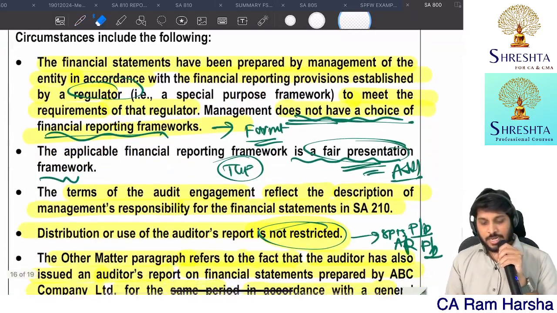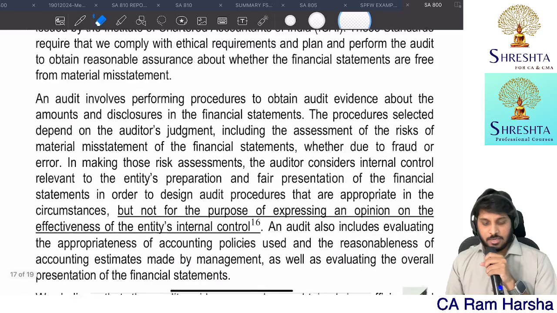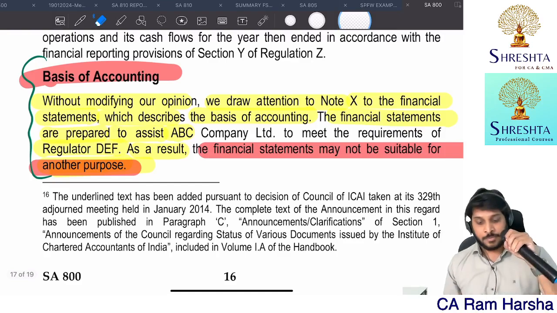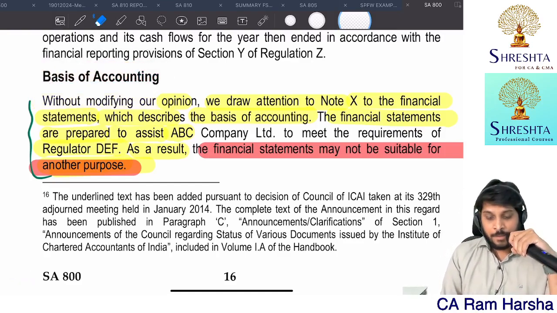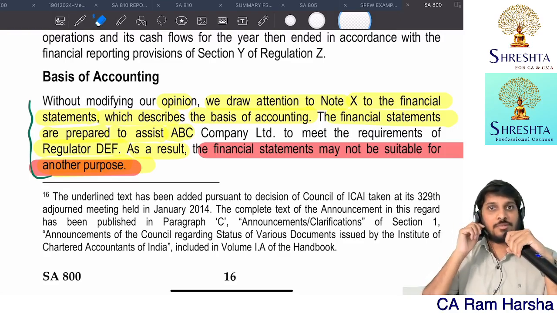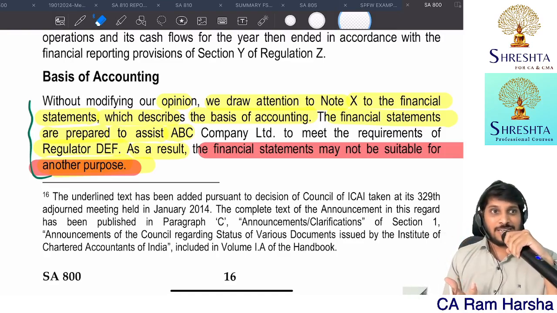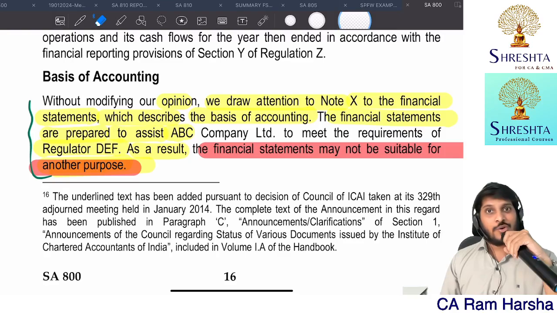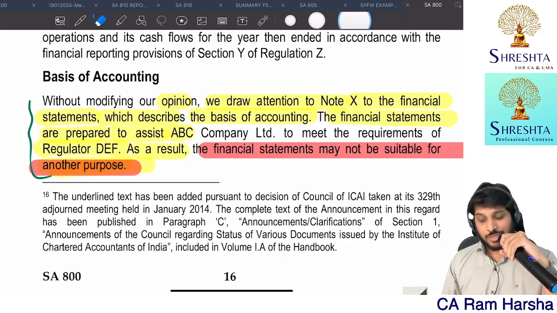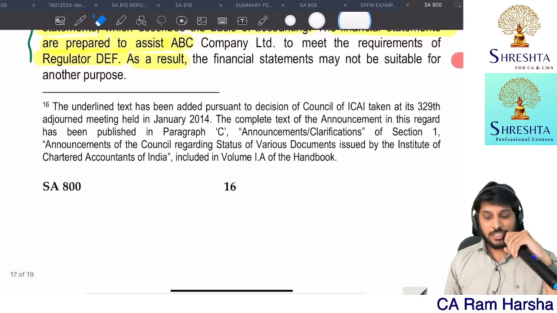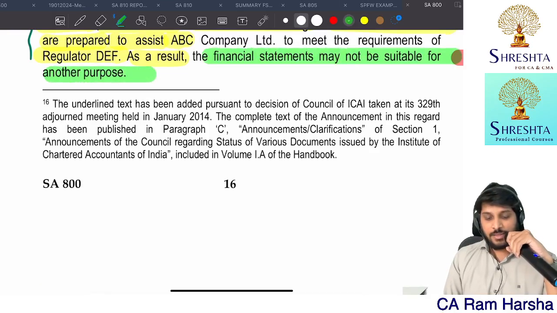Fine. So like this, we have illustrations for various things. Suppose, here you see distribution. There is no restriction, but it's a special purpose financials. It is only useful for so and so party, not for anybody else. But the company is not restricting distribution. They are publishing on the company website. Special purpose financials. So I know people will download and use it. So what should I do? I'll just mention that they are not suitable for another purpose.